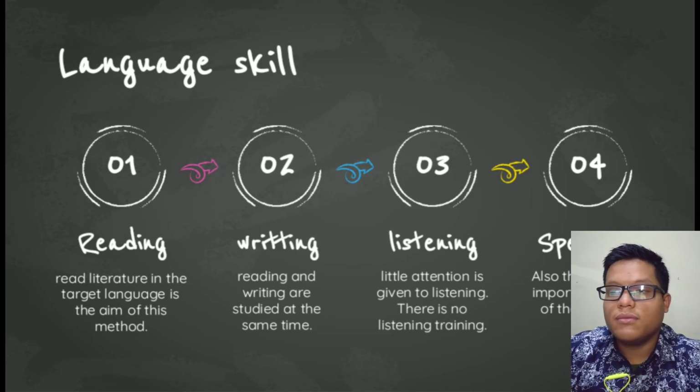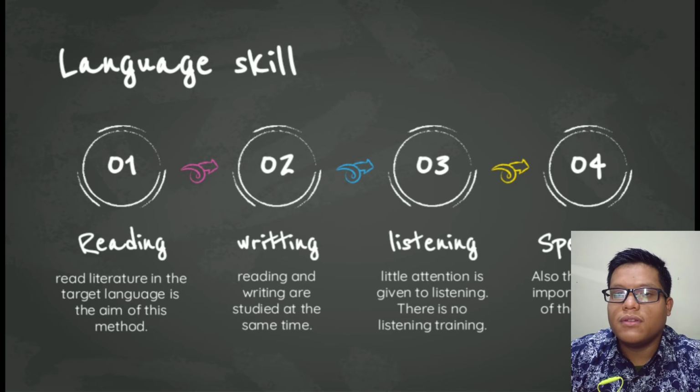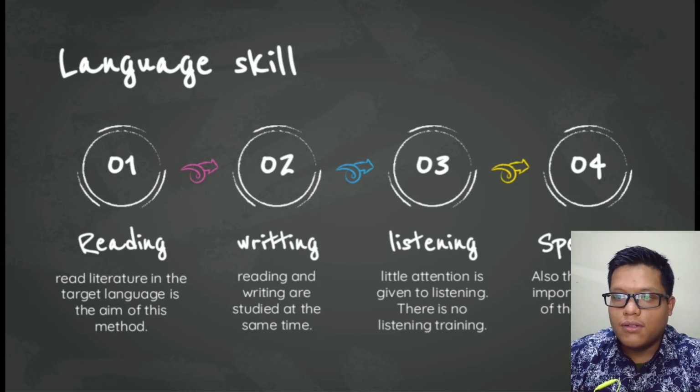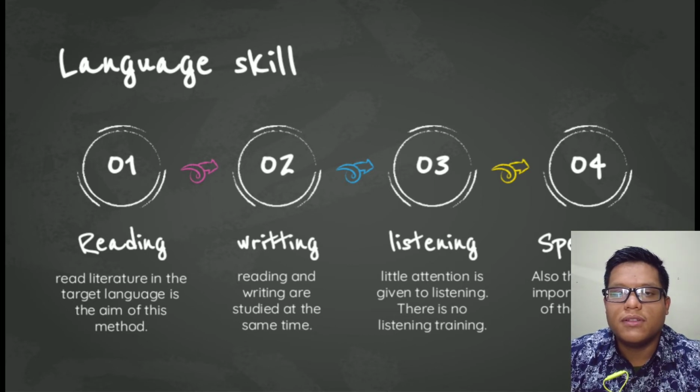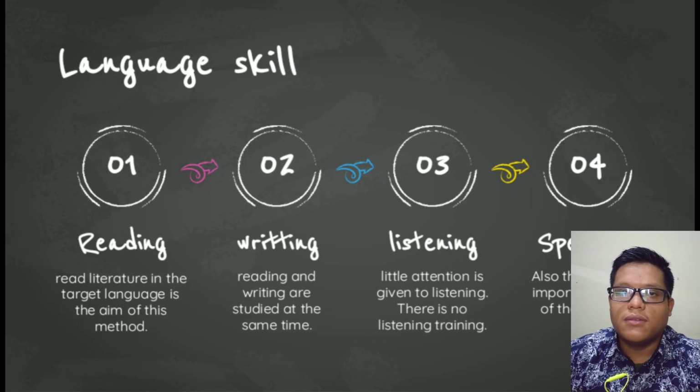In reading skill, we hope that after we learn about this method, we can read literature in the target language. Reading literature in the target language is the aim of this method. So it's not just that we learn this method to translate our language to our target language. It's not like that. We also can increase our reading skill and the following skills, like writing, listening, and speaking.